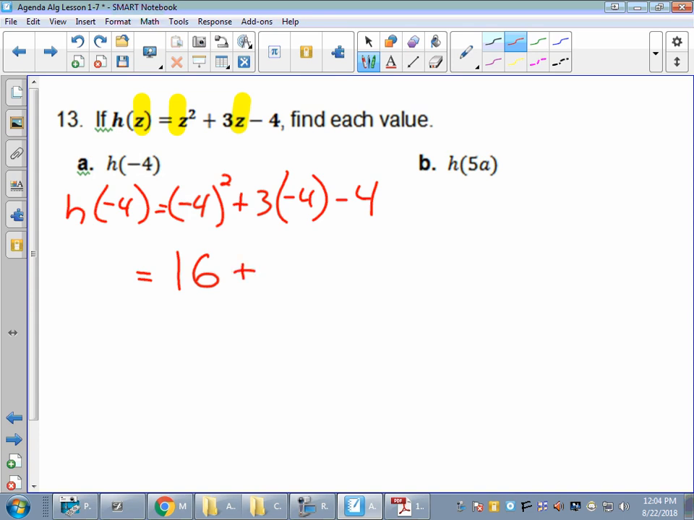And then over here we've got a positive 3 times a negative 4, which is a negative 12. So you can write it plus negative 12. Okay, it's the same thing as subtraction. Remember, subtraction is the same as adding a negative, or you can write it like this. And then we add that minus 4 there. So now, order of operations, we're just subtracting. We go left to right. We should get an answer here of 0 for h of negative 4, because 16 minus 12 is 4, and 4 minus 4 is 0. Okay, and you guys can work on letter B on your own.